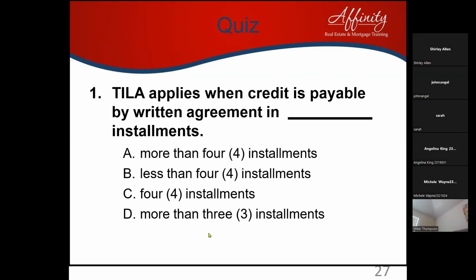I got 3 people that got it right. Oscar, Michelle, there were a couple others that got it right. It's more than 4, so it'll be A.